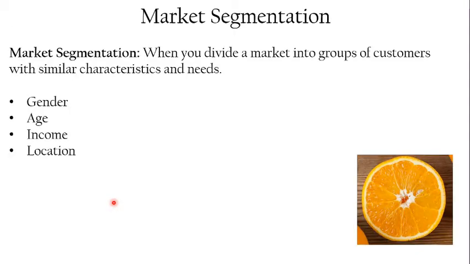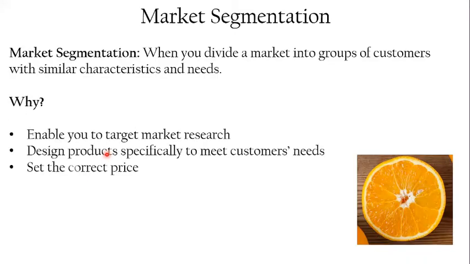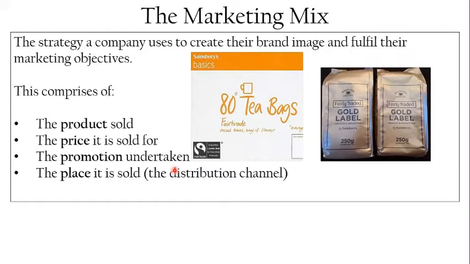Once an organisation has conducted market research, it might conduct something called market segmentation, where you divide a market into groups of customers with similar characteristics and needs. Why do businesses do this? Well, it enables you to target any further market research if you've got a clear group of customers, and you can design products specifically to meet the needs of the customers in that group, which is going to lead to more satisfaction amongst your customers.